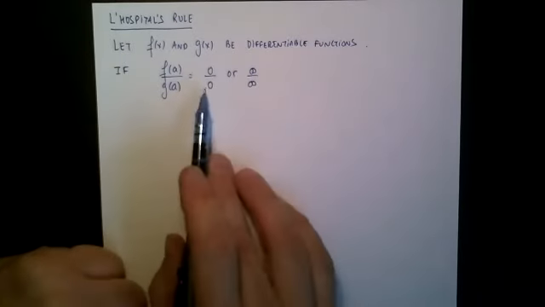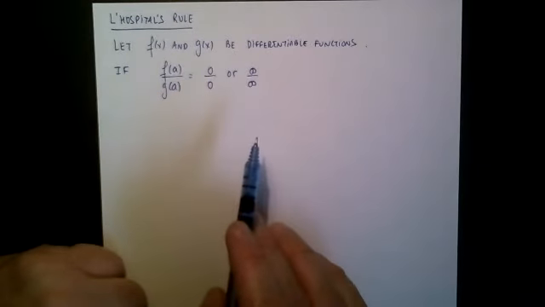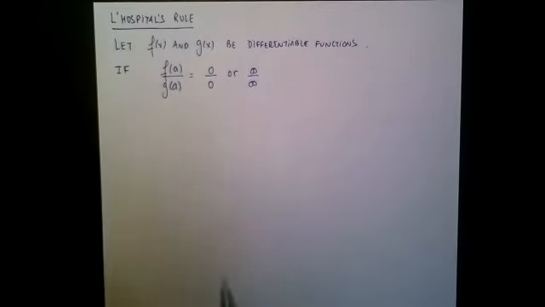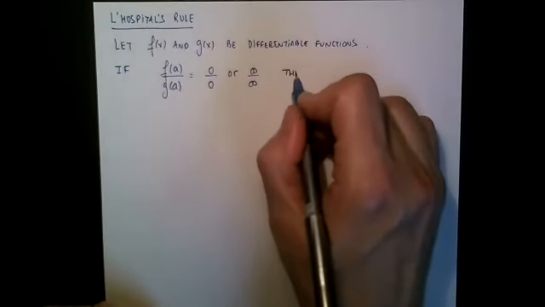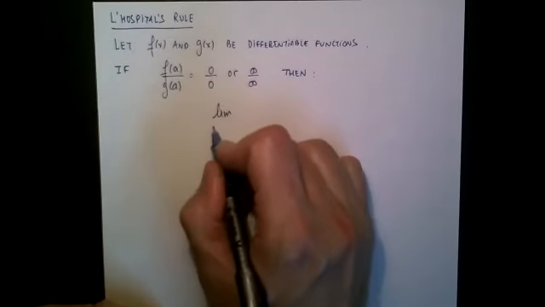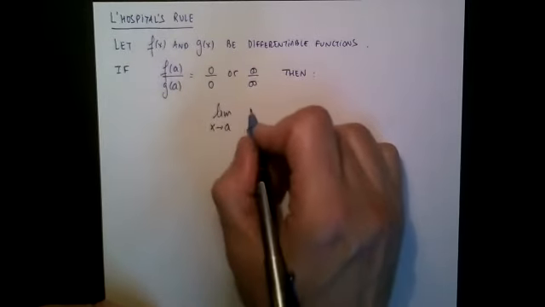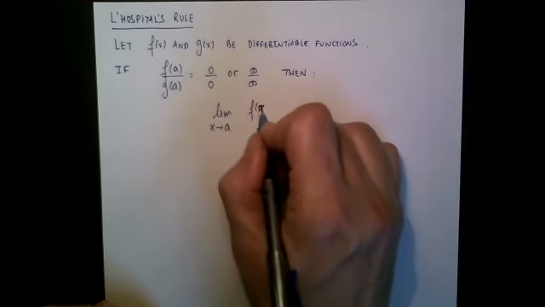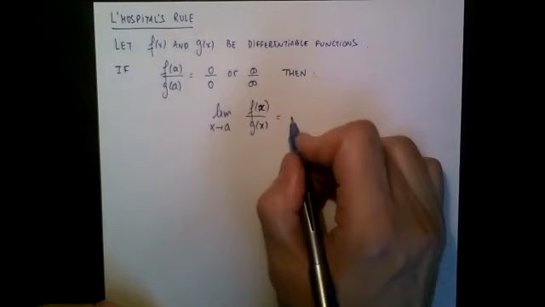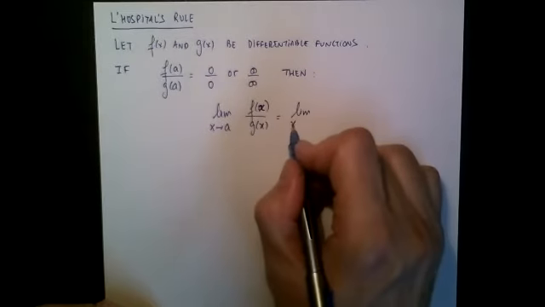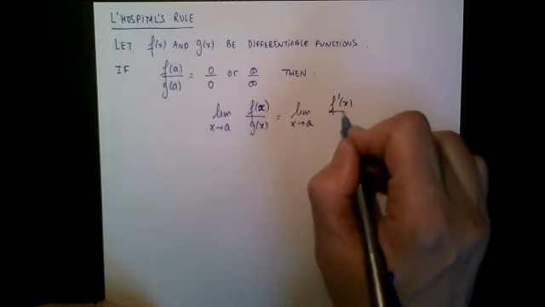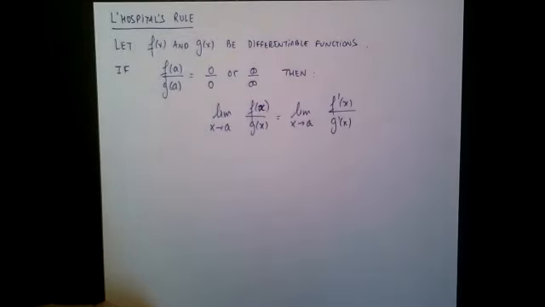If you get one of these two indeterminate forms, like we know what an indeterminate form is, we did it at the beginning of the course, then, and here it goes, this is the beauty of it, the limit as x approaches a of f of x over g of x is equal to the limit as x approaches a of f prime of x over g prime of x.